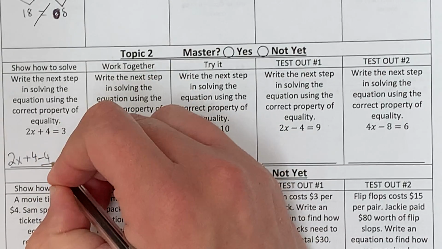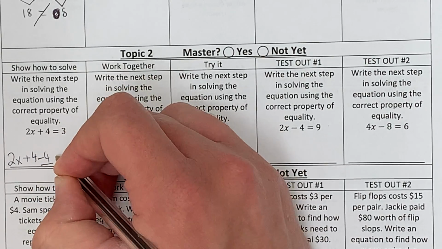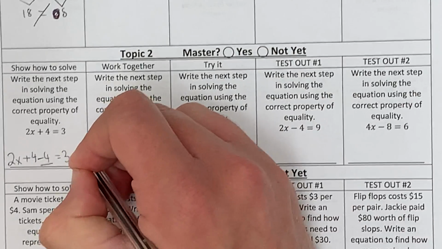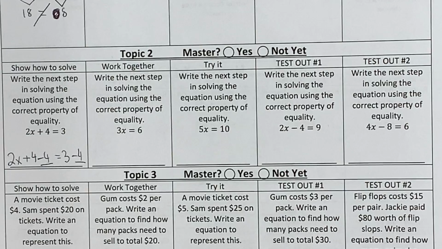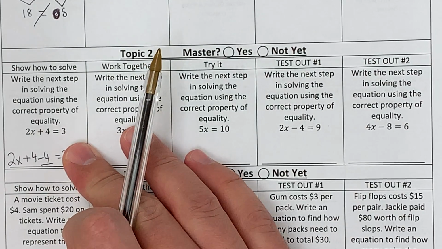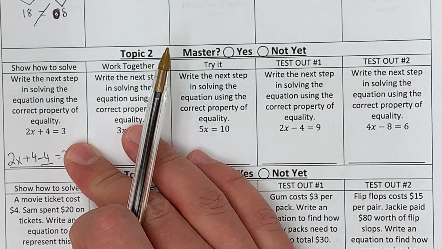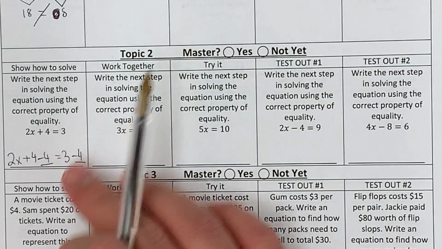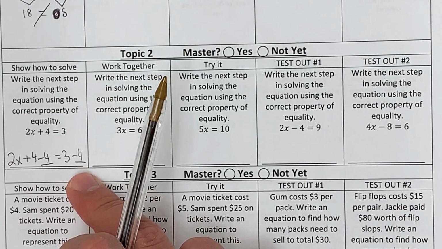Whatever I do to one side, I have to do to the other. So I'm going to bring down the equal 3. And since I minus 4 over here, I minus 4 over there. We have to keep both sides equal. If I subtract 4 over here and I don't do that over here, then this would not even be an equation anymore. It could be an inequality or something different or just not even true. So whatever you do to one side, we have to do to both.